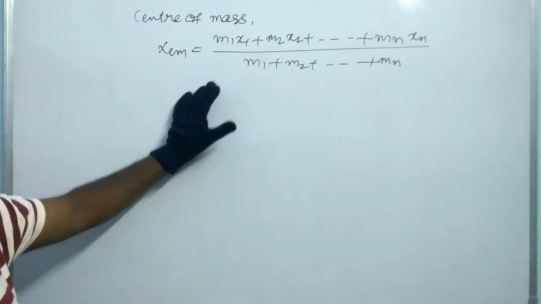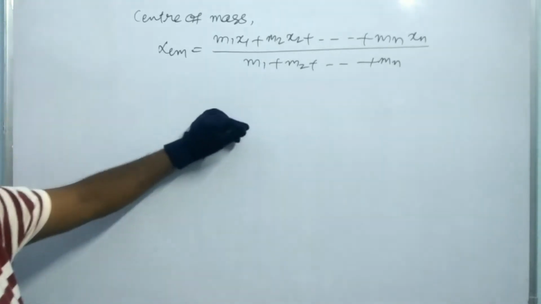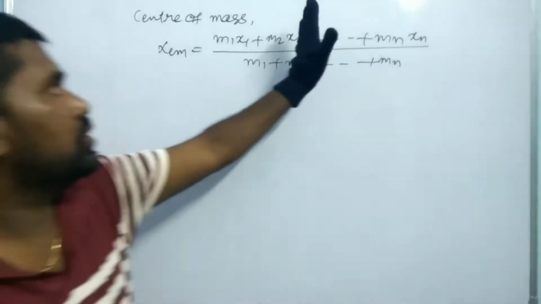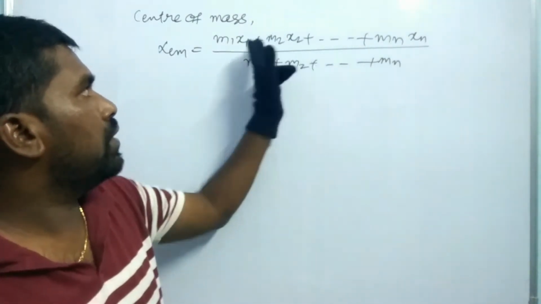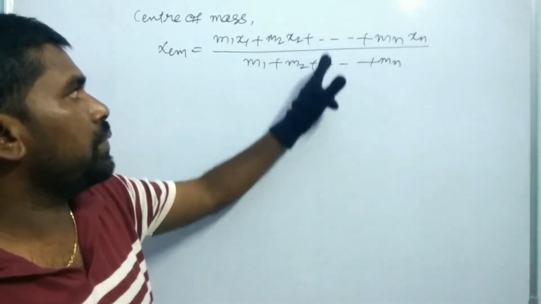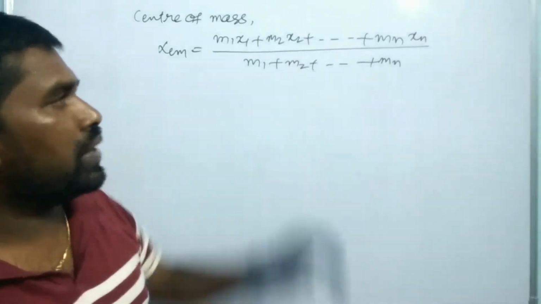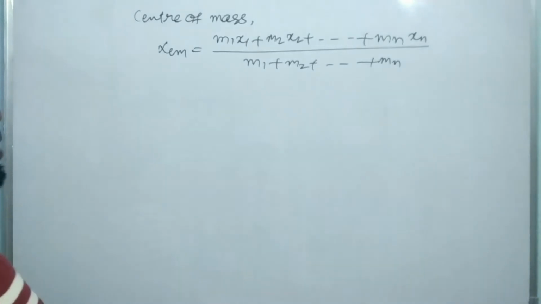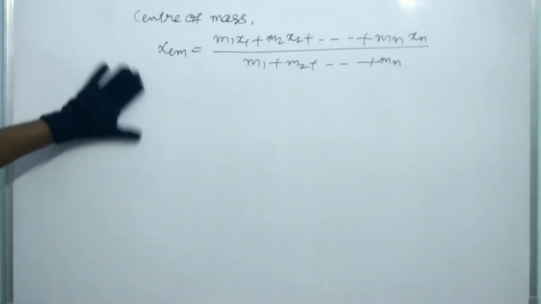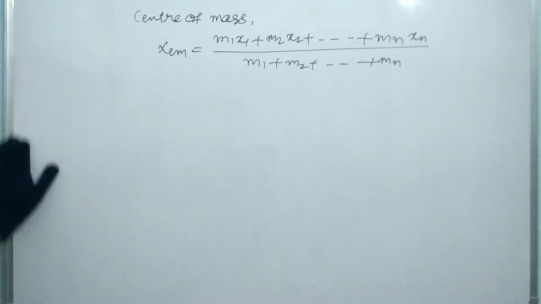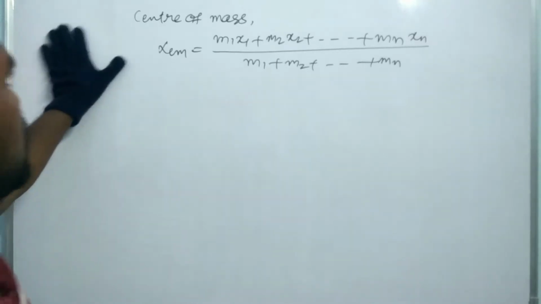If two particles are there, we take m1 plus m2. If three particles are there, we include m3x3 and m3 as well. If four particles are there, it continues like this. So this is the formula to find the center of mass. This formula was explained in our previous video; I will give the i-card link, you can check it. Now let us see how we can find the center of mass of a larger number of particles.